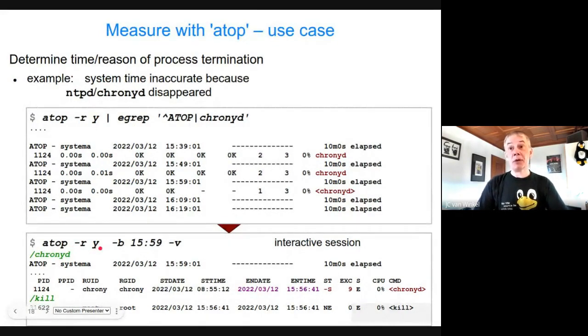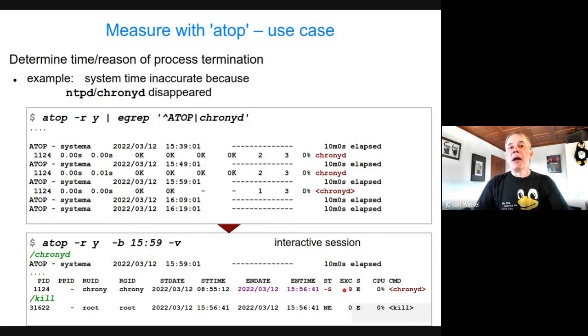So the next thing we do is we start an interactive session with Atop, atop -r yesterday. I want to read yesterday's log file, and I want to begin at 15:59. Okay, here we go. We type /chronyd, which means only show programs that have chronyd on the command line. And we want to start this at 15:59. And what we see in the interactive session is, okay, we have a timestamp 15:59:01. We see indeed that chronyd has exited, and it exited with exit code 9.